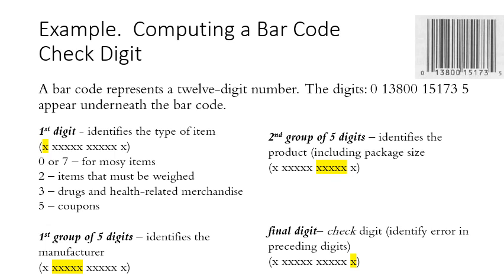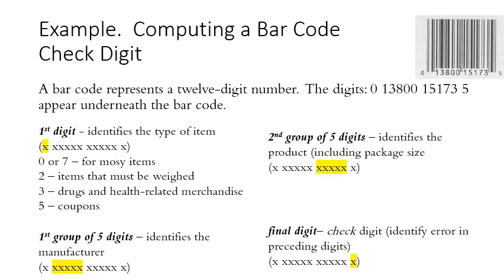So our first example is computing a barcode check digit. A barcode represents a 12-digit number. For example, we have the digits 0, 13800, 15173, and 5 appearing underneath the barcode. The first digit, the 0 in the given example, identifies the type of the item. It's 0 or 7 for most items, 2 if the item must be weighed, 3 if it's drug and health related merchandise, and 5 if it is a coupon.